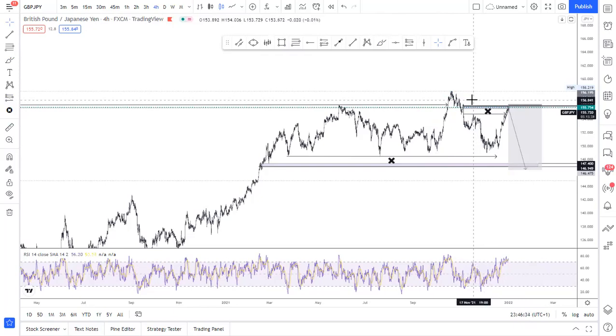So I'm just going to bring the weekly breakdown to a close, looking at the pairs we've actually analyzed.